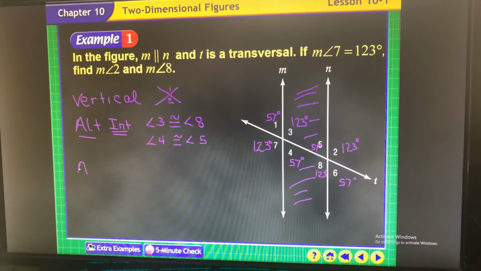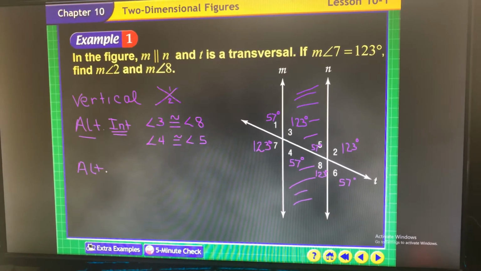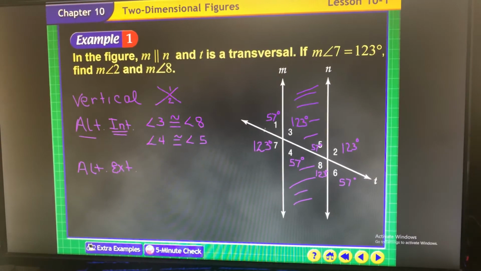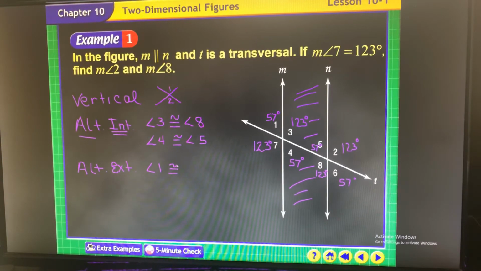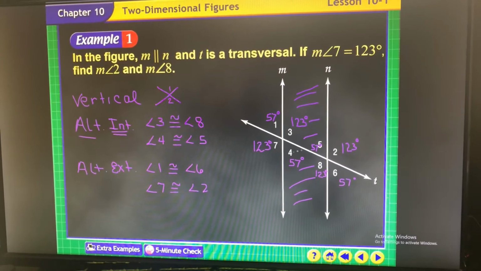Something else that I didn't discuss, but I could have also used as why they were equal, is alternate exterior angles. Exterior means on the outside, and you can clearly see that angle 1 is on the opposite side, outside the parallel lines to angle 6. And angle 7 is congruent to angle 2, because they're on the opposite sides outside the parallel lines.